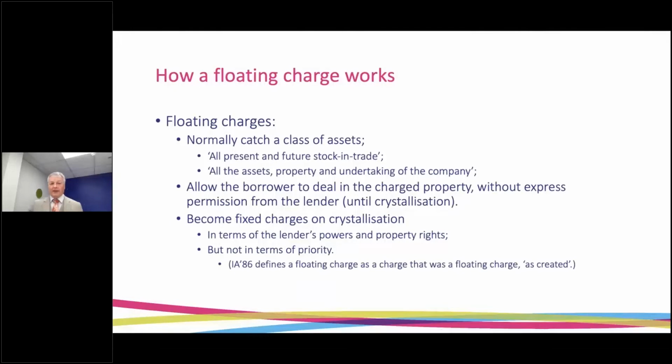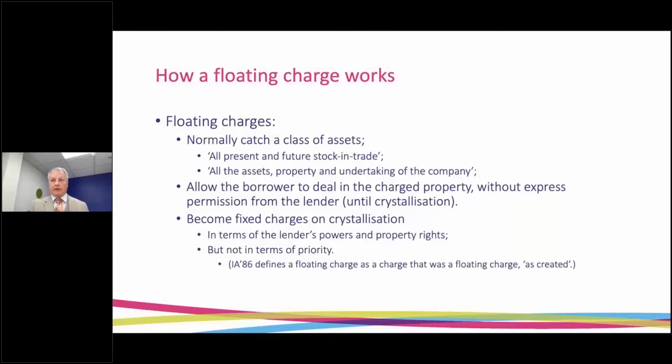Floating charges normally catch a class of assets. So, for example, all present and future stock in trade, or all present and future assets, property and undertaking of the company. And they will allow the borrower to deal with the property that is caught by the floating charge without needing any further consent from the lender to do that. And that will last right up until the time when the floating charge crystallizes and becomes a fixed charge. And on crystallization, then the floating charge is a fixed charge in terms of the powers and the property rights that the lender has got.